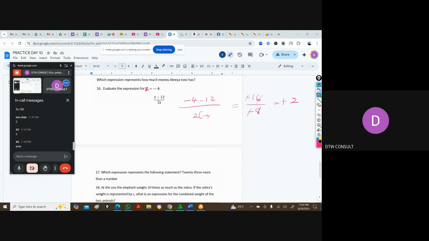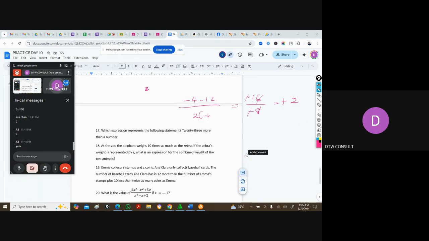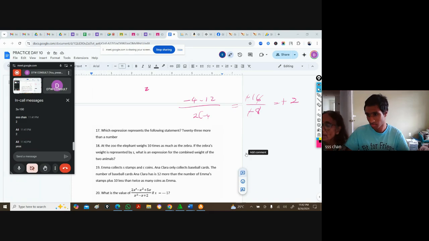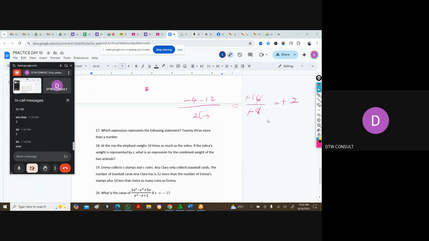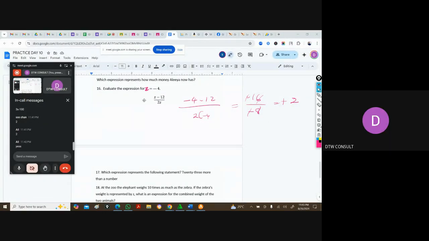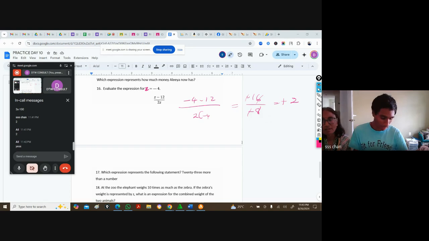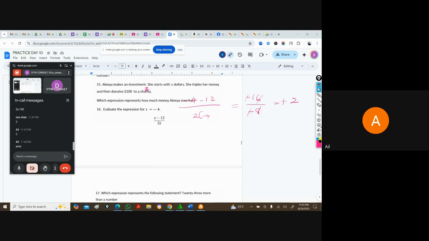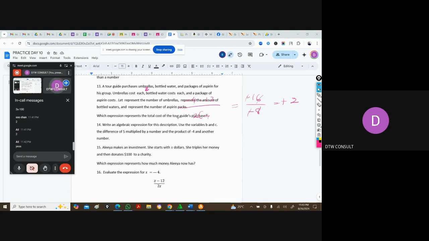Good. Number 17. Ms. Bliss? Yes. On these numbers where he has to write the expression, can you explain to him what a number is? I'm telling him he's not getting it. What's a number, Srikar? 22. No. That's what it is, in any problem where you have to write an expression, where it says a number. He doesn't get that. Okay, what is it? A number.